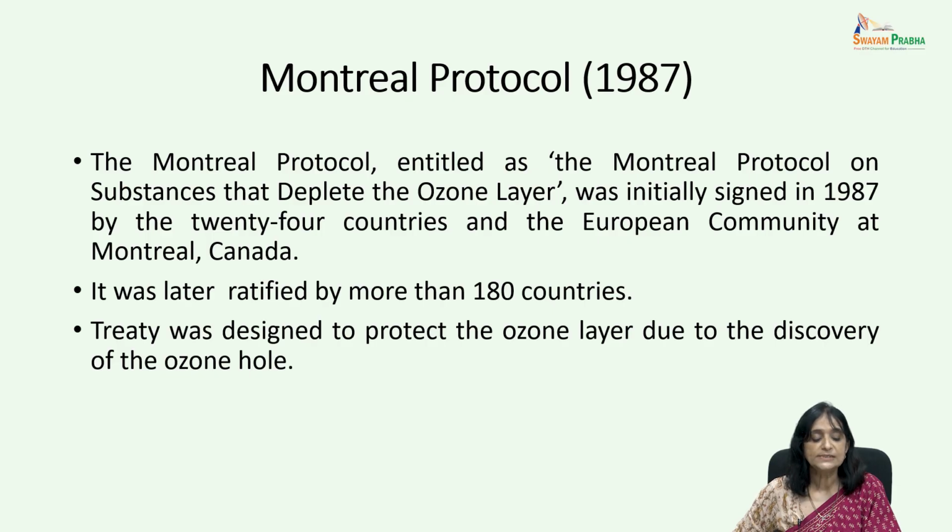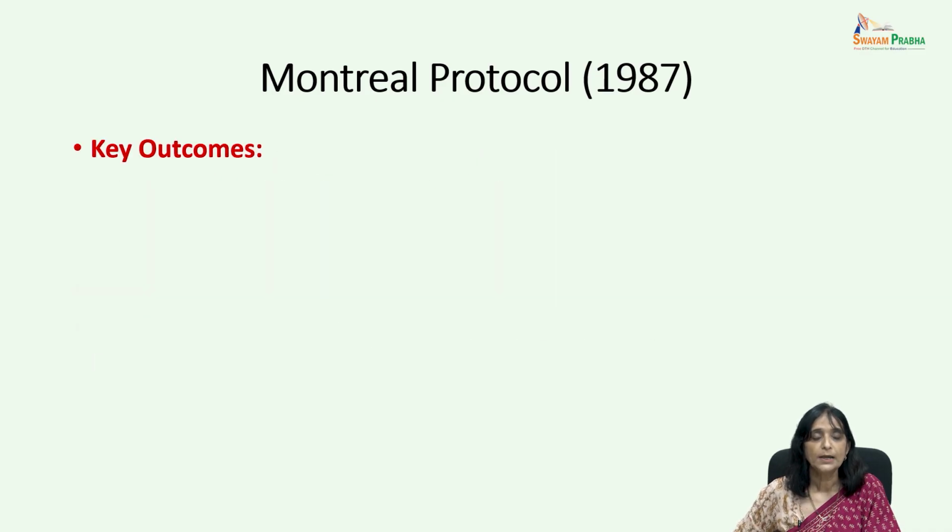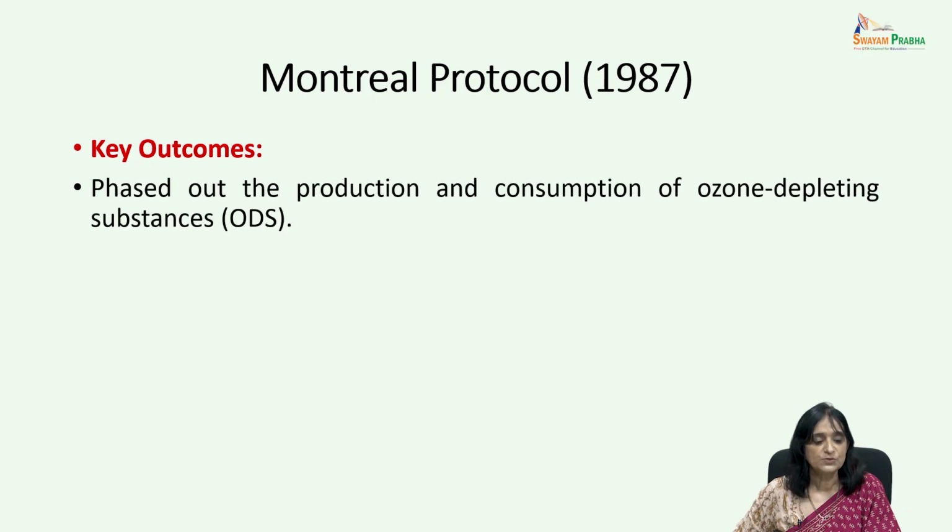The treaty was designed to protect the ozone layer due to the discovery of the ozone hole. So, in 1987, when the international community became aware of the problem of the ozone hole, it led them to meet and decide what needs to be done so that the ozone layer does not deplete further. The key outcomes of this conference were the phased out production and consumption of ozone depleting substances.